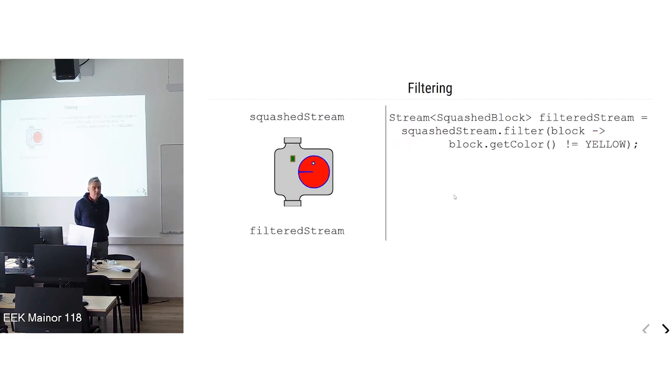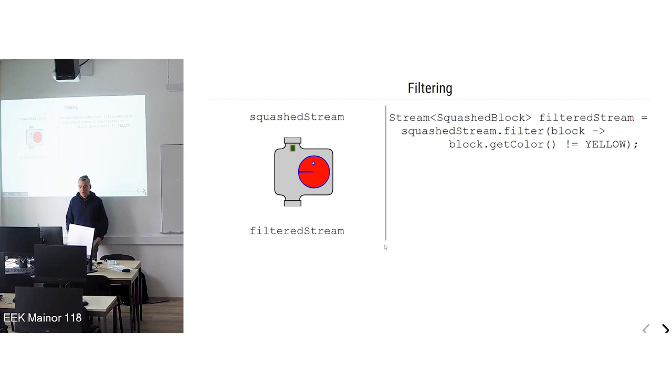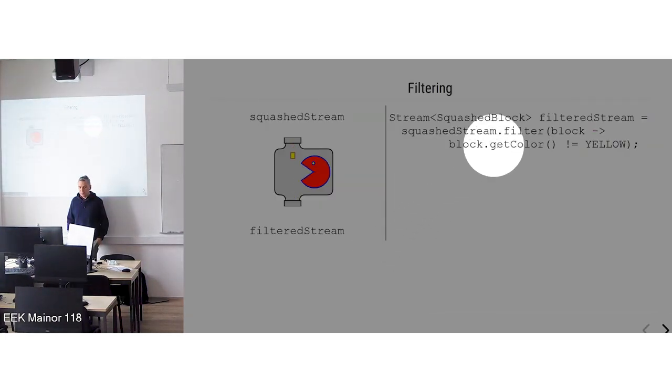Okay, we transformed this. What else can we do? We can filter, by the way, if we provide a predicate. You also know what a predicate is, right? A predicate is a function from object to boolean. So if we want to swallow all the yellow blocks and pass through all the blocks that are not yellow, we can write the code like this: squashed stream dot filter, and here we have this lambda, block to block.getColor is not yellow.